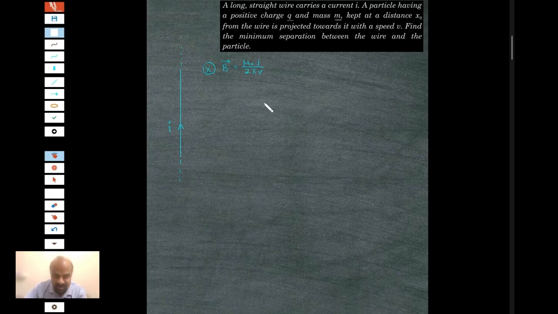Anyway, so a long straight wire carries current I, and a particle has charge q and mass m. So let's say there is a particle over here which has charge q and mass m, and it is at a distance x naught from this wire. It is projected towards it. So this is being given a velocity in this direction towards the wire, something like this. So this is the velocity vector.